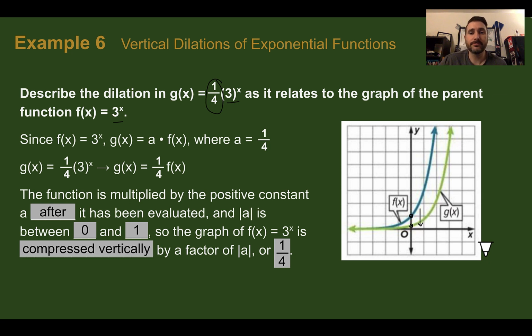So it actually shrunk down towards the x-axis and is now 1/4 of the way as compared to where it started. If this had been 4, then we would have started our y-intercept up here at 4, and it would have looked the same, but we are farther away from the x-axis, so that would be a vertical stretch.